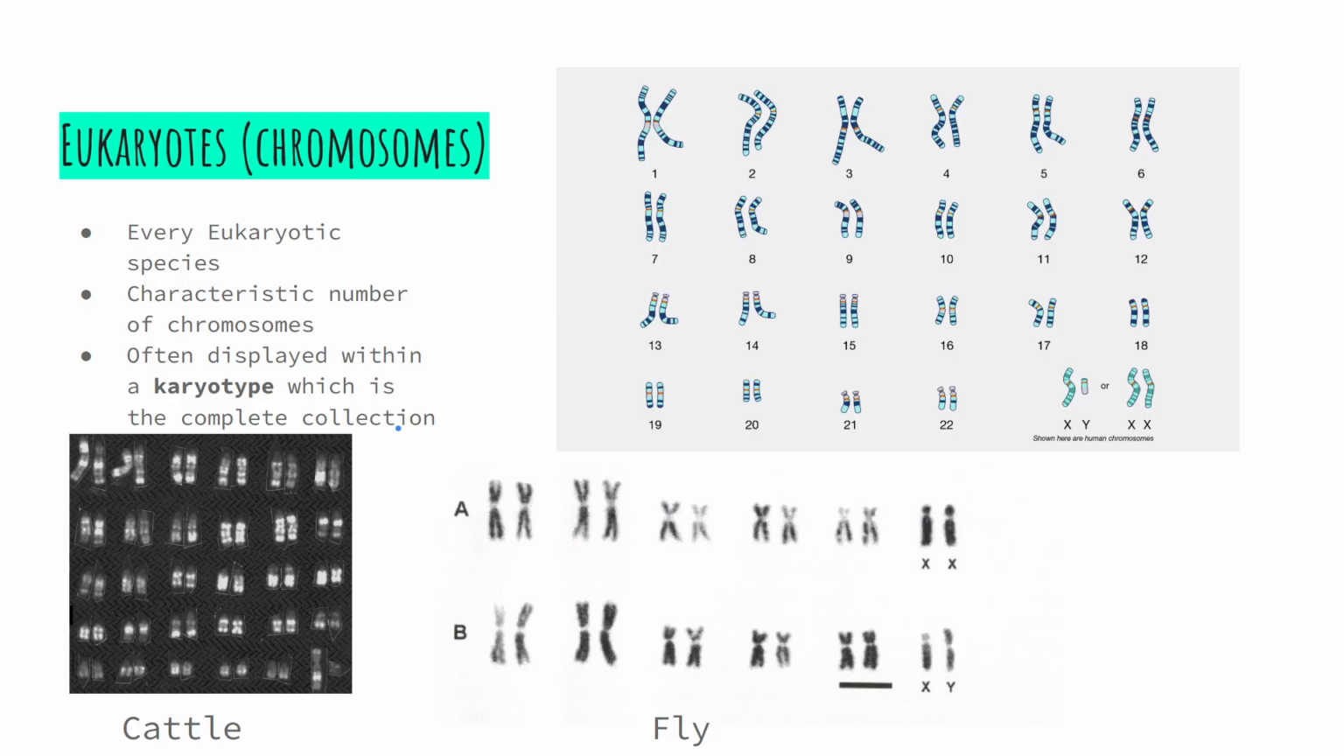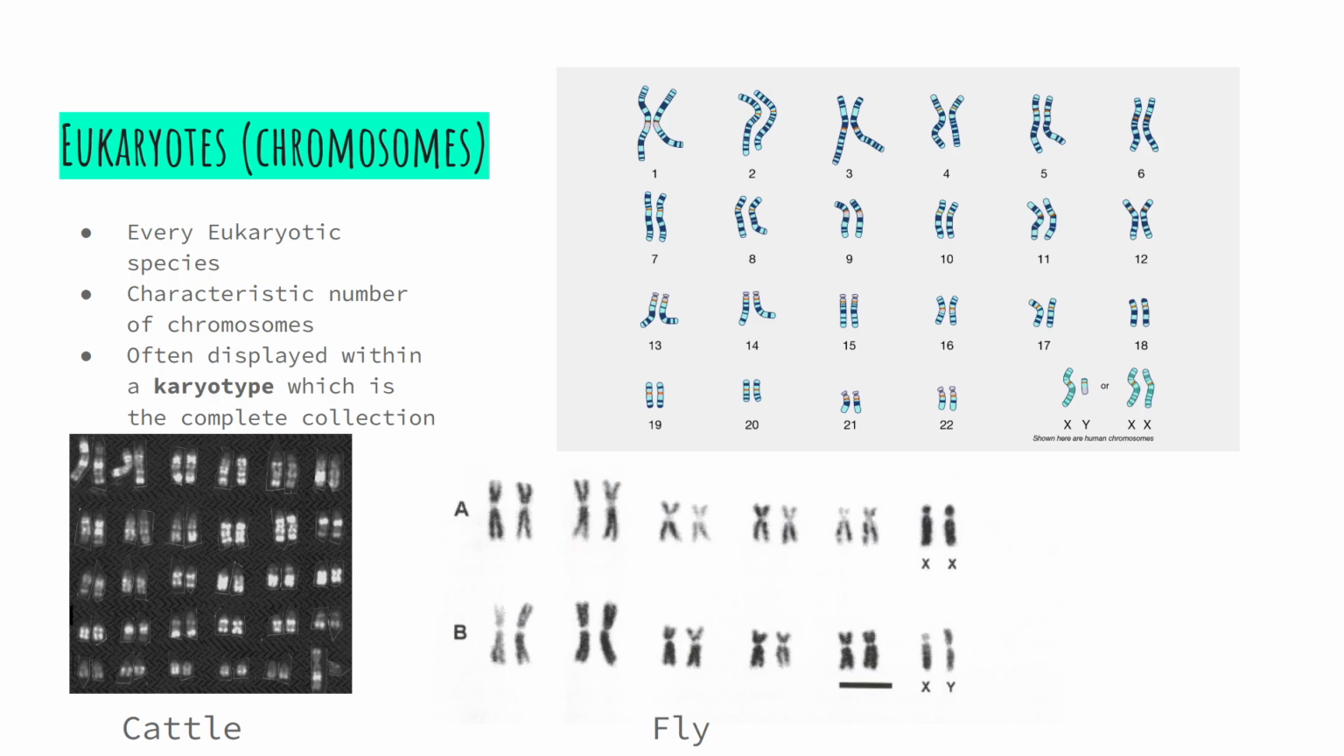All right, we're now still only talking about eukaryotes. So every eukaryotic species, so humans, flies, cattle, insects, plants, these all fall under eukaryotes, have a characteristic number of chromosomes. So in humans, that is 23 pairs. For a fly, that is 6 pairs. Okay, and that could be different depending on what you're looking at.